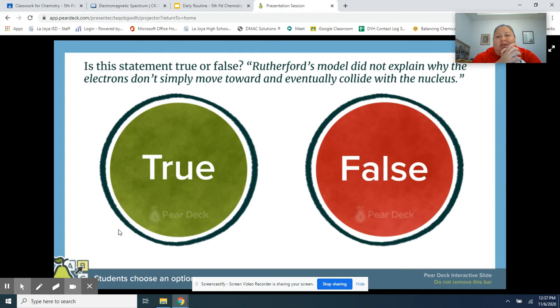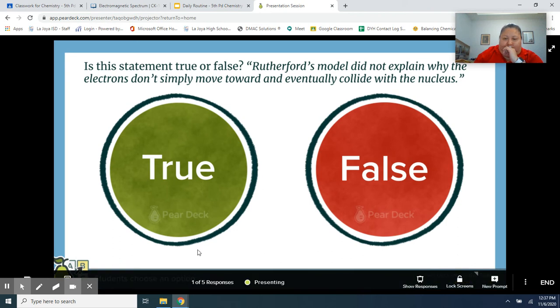What do you remember? Rutherford's model did not explain why electrons don't simply move towards and eventually collide with the nucleus. True statement or false statement from the last slide? Only one person has answered. Come on, guys, take a guess. Did Rutherford explain why electrons don't fall into the nucleus? Or did he? True or false?